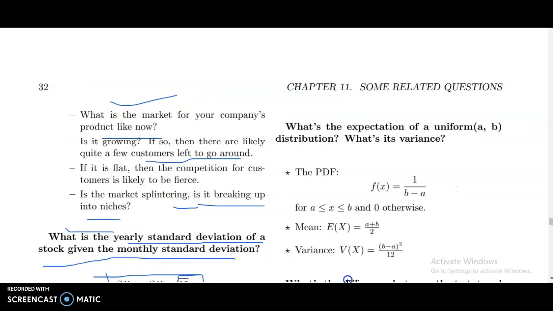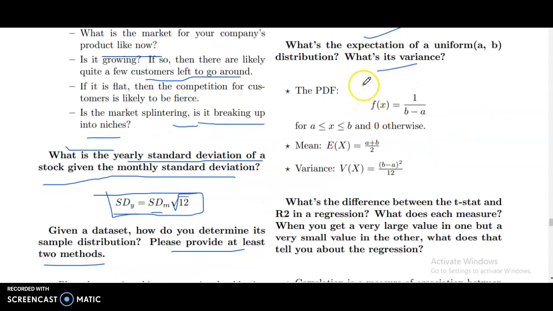What is the expectation of a uniform a-b distribution? What is the variance? The PDF is f of x equal to 1 by b minus a. You have to deduct a from b, and then take 1 divided by that. It means it will take only one from that. That's all.